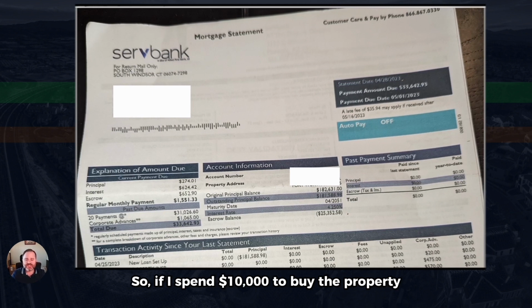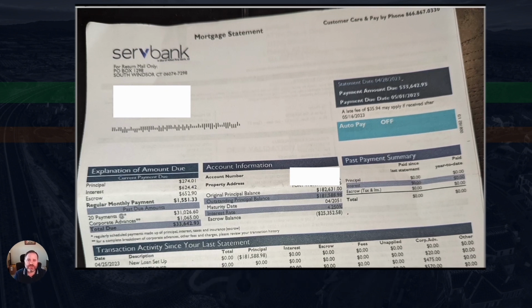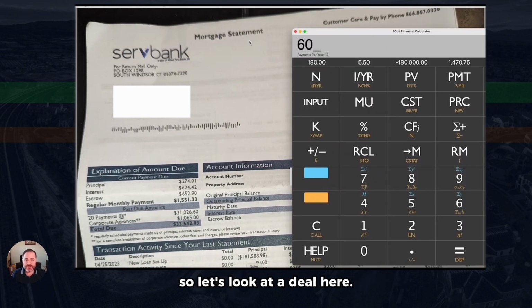So if I spend $10,000 to buy the property, what is my return on an annual basis? If I get a 50% return, that means if I spent $10,000, in the first year I got $5,000 back. So in 2 years, I got my full 10. After that is profit. Now, one of the best ways to calculate that, so let's look at a deal here.